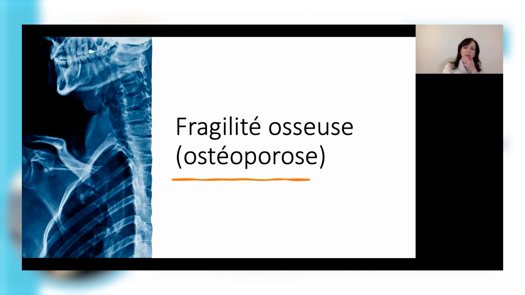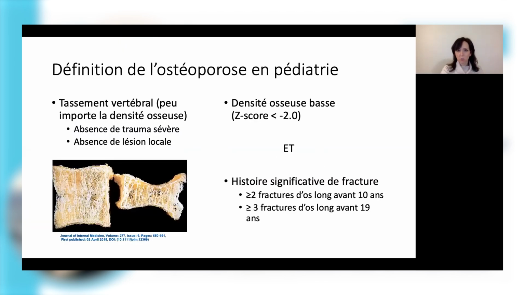So let's just quickly talk about bone fragility or osteoporosis. So why is this important? It's important because sometimes you're going to order a bone density scan if you're following a child, or your child may have had a bone density scan ordered by a specialist, and then you get the report, and the report says low bone density, or you get an x-ray and it says osteopenia. What does that mean? Does that mean that we have to start medications? Does the child have osteoporosis?